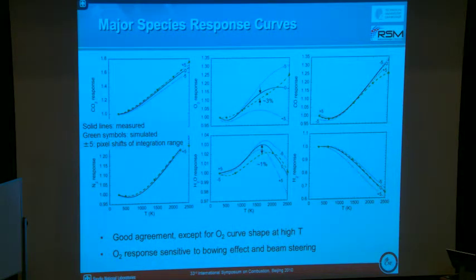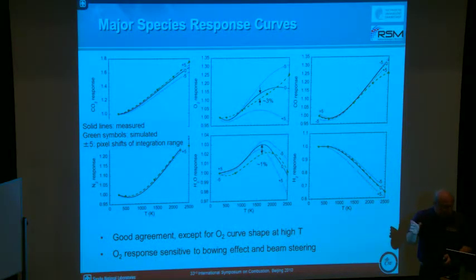So we can calculate that now. So the solid lines of the CO2 response, these are now these polynomials in the matrix inversion. Black are measured, the green symbols are calculated, and then you see as well a calculation if you shift your integration by plus minus 5 pixels.